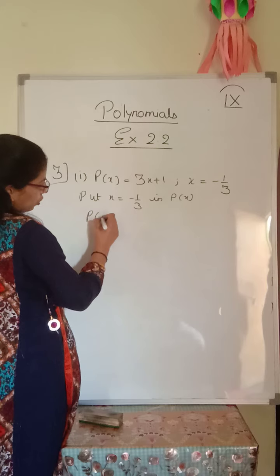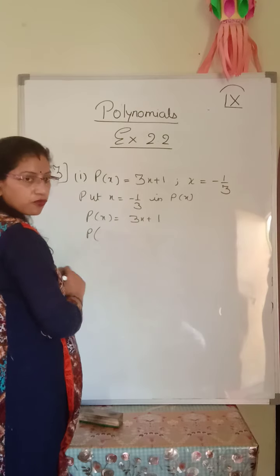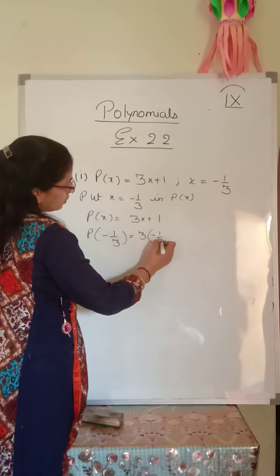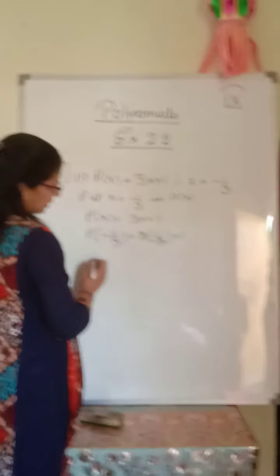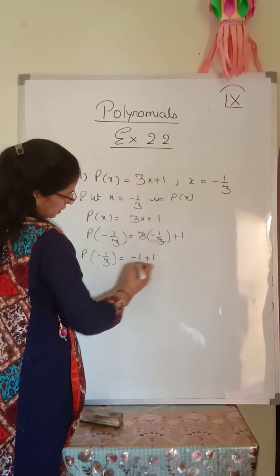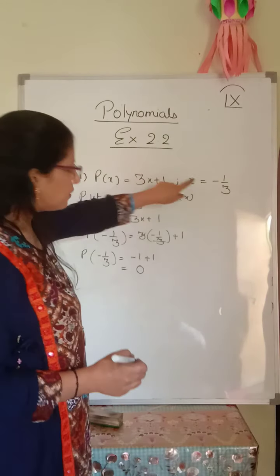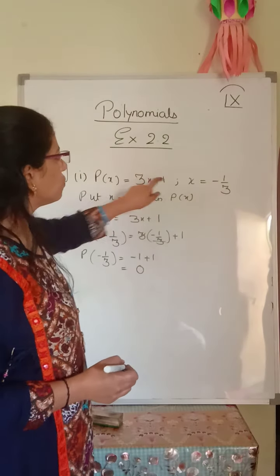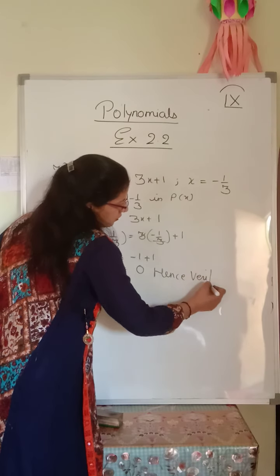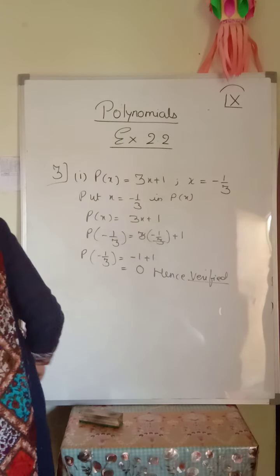So let me write very first polynomial of x is equals to 3x plus 1. What is the value of x? Minus 1 upon 3. So it is equals to 3 into minus 1 upon 3 plus 1. 3 to 3 cancel out. So minus 1 plus 1 is equals to 0. So the value comes 0. That means the polynomial at this value of x becomes 0. So this is the 0 of this polynomial. So we will write hence verified. Okay, so same way you have to do second part.